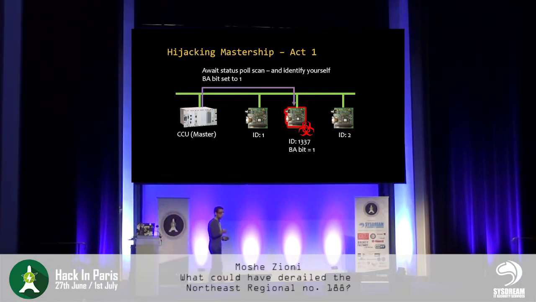In this case, I selected a very special ID. And then we're just waiting for the master to ask the unknown device if it's there. And then we are answering for his call, yes, we are here, but with one different bit. The bit is called BA, or bus administrator, which should be set to 1 in the response.